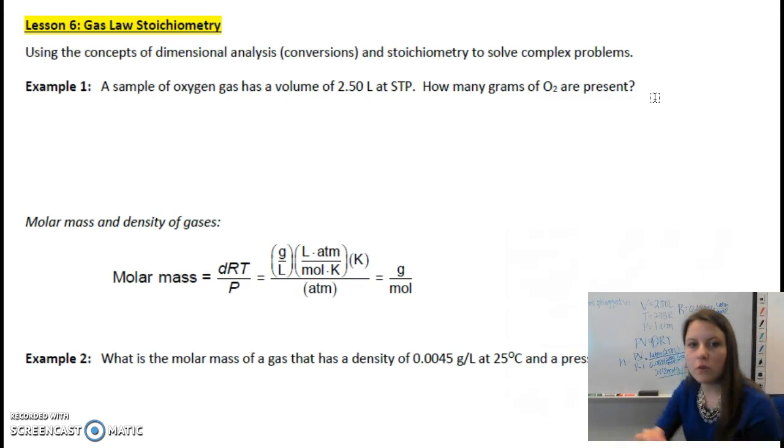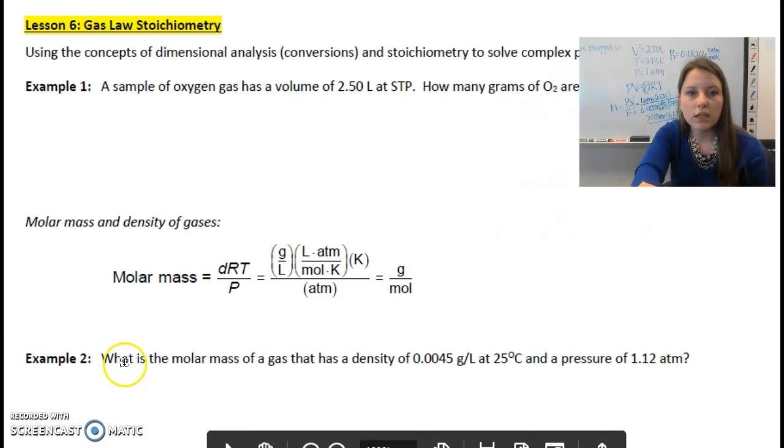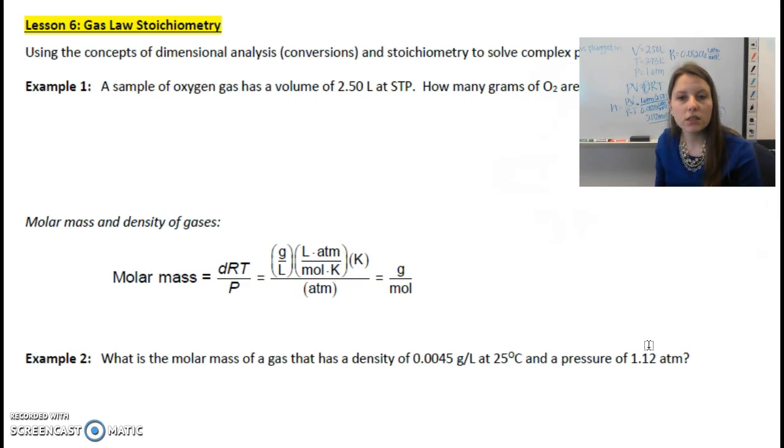Alright, so let's go ahead and move on and do something that looks a little different here. So if we look at this second example, this one says, what is the molar mass of a gas that has a density of 0.0045 grams per liter at 25 degrees Celsius and a pressure of 1.12 atmospheres?